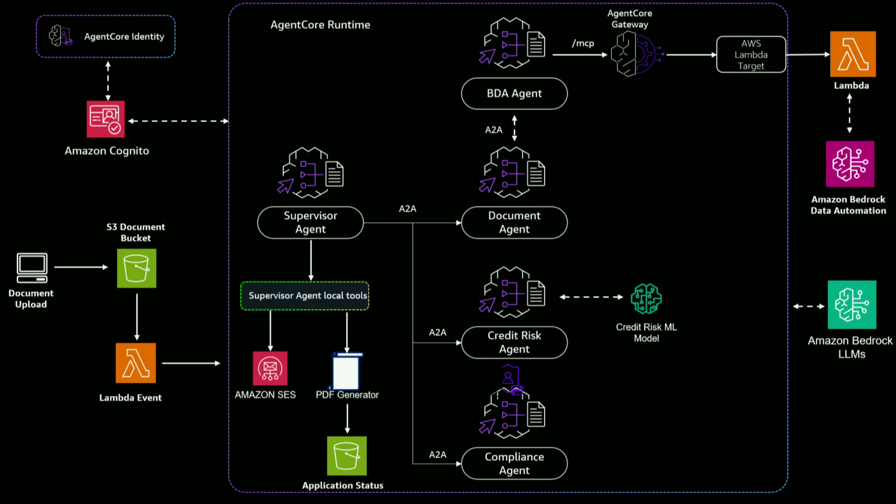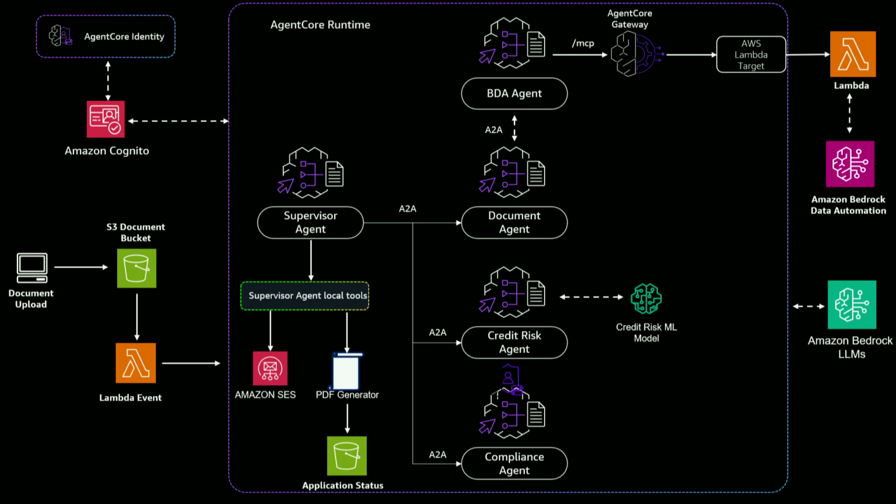The supervisor agent then gets all of this information and then uses its decision logic, which we have provided in the prompt as a standard operating procedure for the supervisor agent, and then decides to either approve the loan or put it under manual review or disapprove the loan.